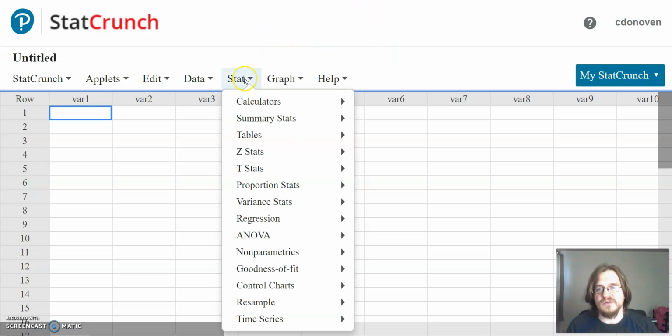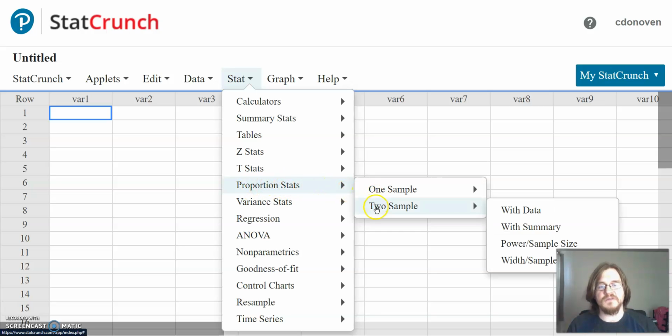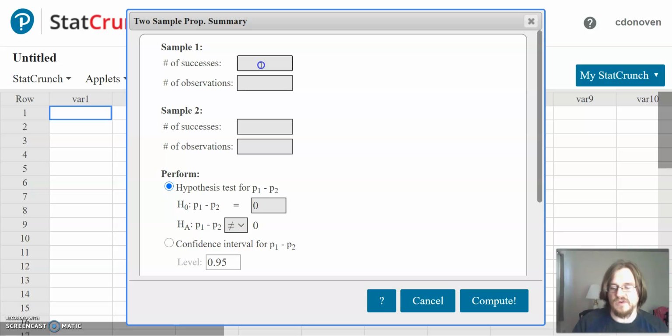So when we come to statistics, we can look at proportion stats because we're comparing proportions. We have two samples, and we don't have the individual data values for every person, whether or not they had a heart attack. We only have summaries. So we saw that there were 139 individuals that had heart attacks while taking aspirin, out of 11,037 people who were taking aspirin, as opposed to the 239 people that had heart attacks while taking placebo, among the 11,034 people who were taking the placebo.